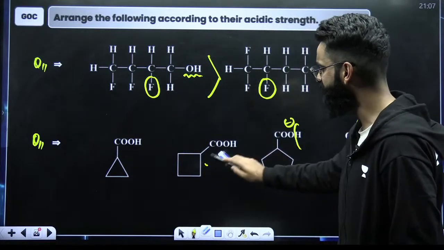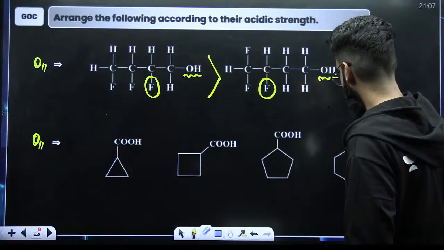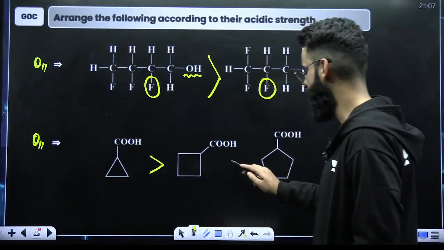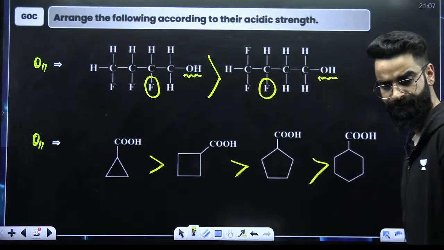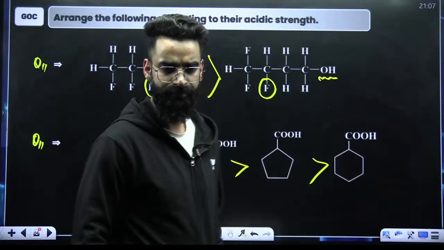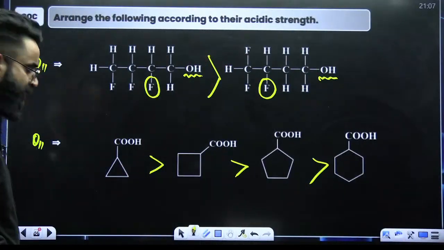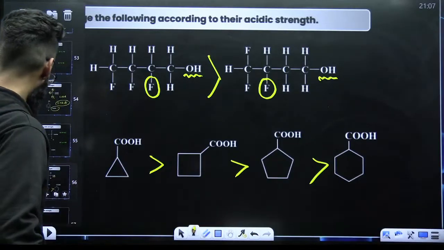If the conjugate base formed in the first case is more stable, that means its corresponding acid has to be stronger. The order of acidic strength has to be this. Right, people? I hope this is clear.